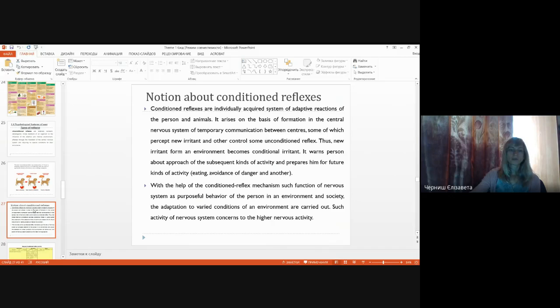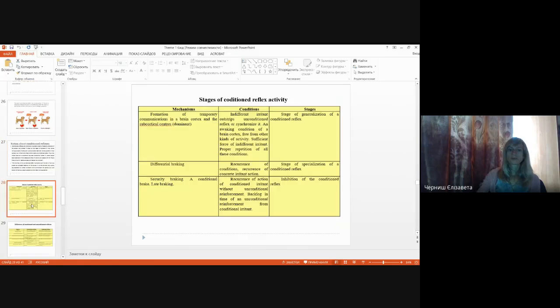So, of course, the state of conditioned reflex activity. We see mechanism, condition, state. For the first stage, the generation of conditional reflexes, formation of a temporary connection between the brain cortex and the subcortical centers. And it's the first stage, with the next stage being specialization of the conditional reflexes, differentiation, and inhibition.